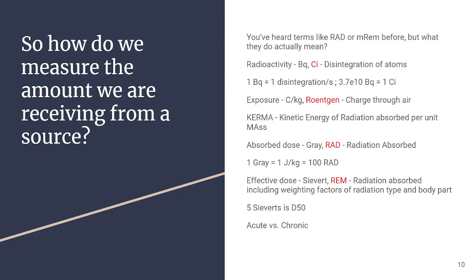Chronic is over time. If you're living in a place with higher background radiation, that's going to be considered a chronic dose. You're getting this dose over months, years, days, and your body's going to have a lot more time to accommodate and repair for that. So you can recover a lot better from chronic versus acute.